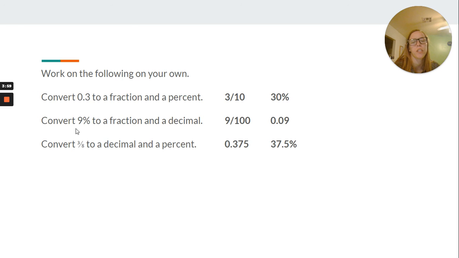Next we have 9%. All the percents are out of 100, so 9 over 100. And then we put that 9 in the hundredths place. And then our 3/8, so we would take 3 divided by 8 and we get 0.375. And then we move our decimal place 2 places to get 37.5%.